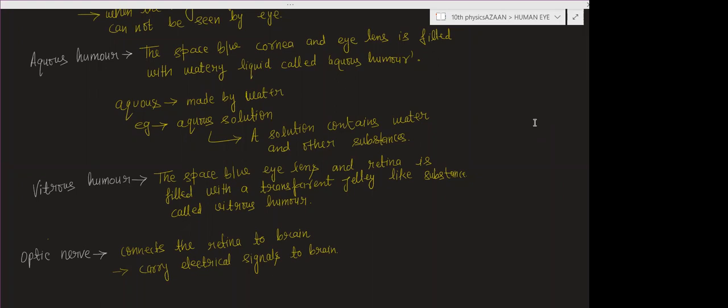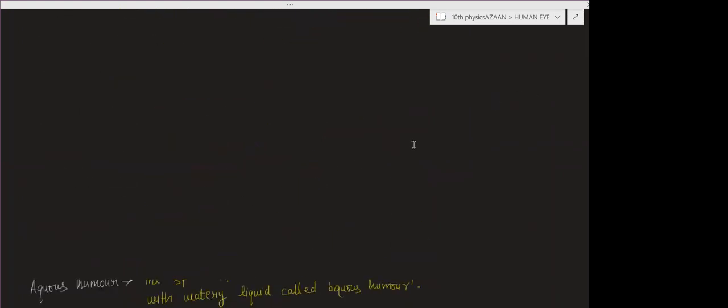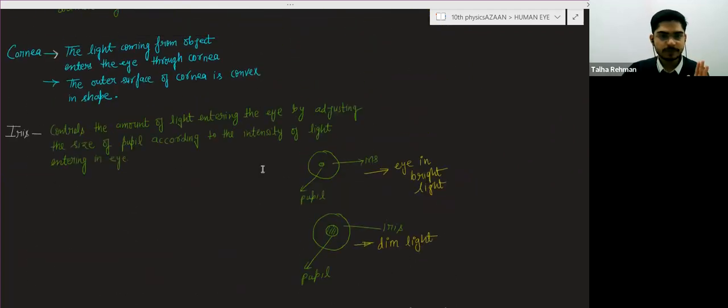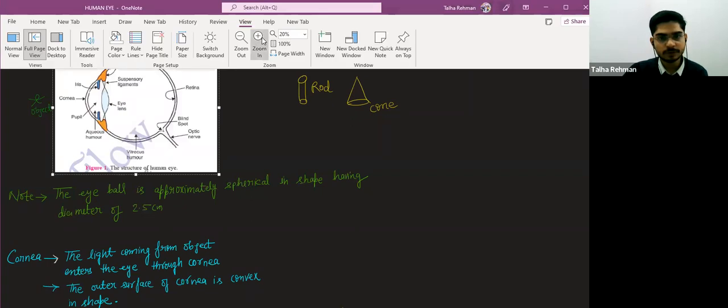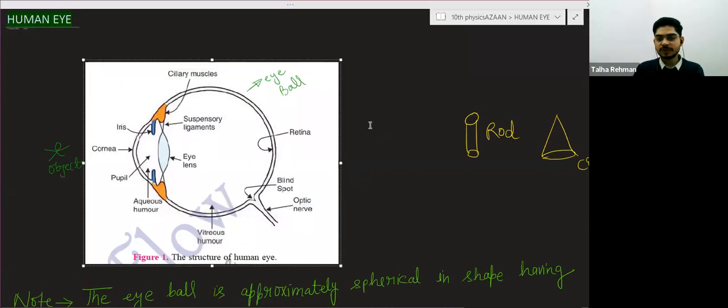Sir, scroll down. Okay. So now we will discuss the working of the human eye. How the human eye works. Suppose this is the object and this is the human eye. I have told you the object is a source of light.